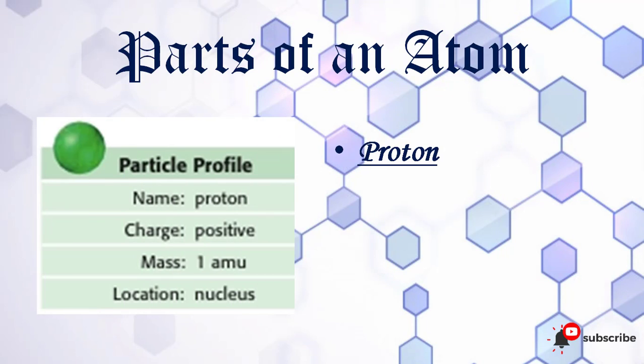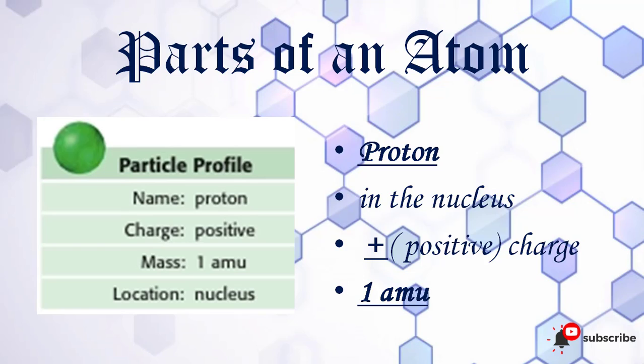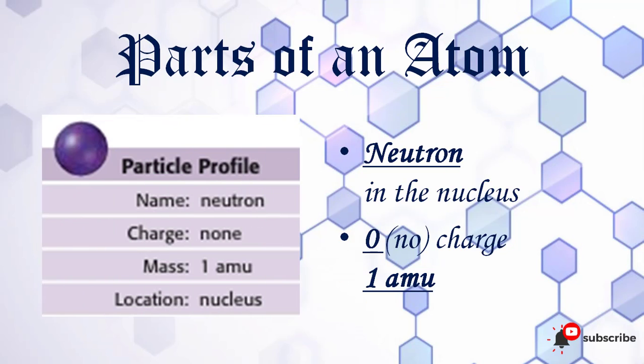The first one is proton which is present in the nucleus having the positive charge, and its mass is 1 AMU, that is its atomic mass. The second part is the neutron. It is also present in the nucleus, but there is no charge on it. And its mass is also 1 AMU.